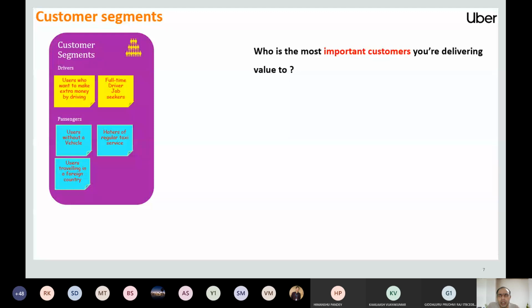Even if you are going to select a regular taxi service, you can still check what Uber or Ola is going to charge you, right? So this is the way Uber is going to serve. In our case study, it's about Uber. Uber is going to serve two customers, drivers and passengers. This is what you are going to write, so that you come to know whom you are actually going to serve.